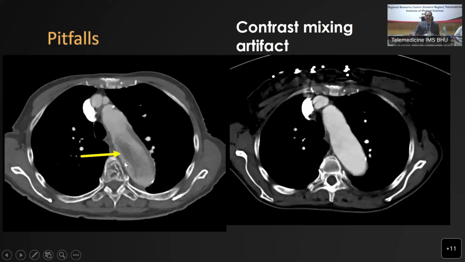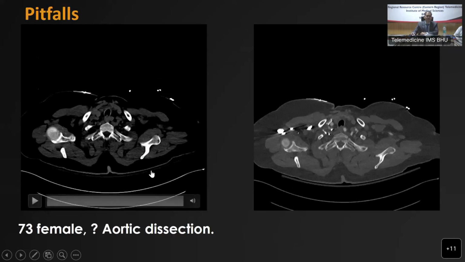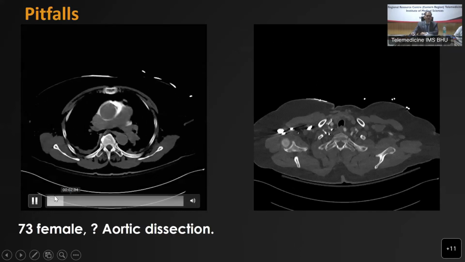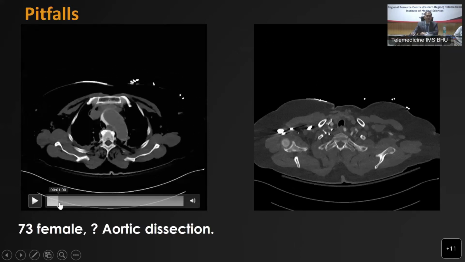So this is a case where I was called to opine on whether this is a dissection or thrombus. You notice that there is still a lot of opacification of the veins here. So I asked for the CT to be repeated, and on repeat CT, you can see that this was all a mixing artifact. There is no thrombus, no dissection there.